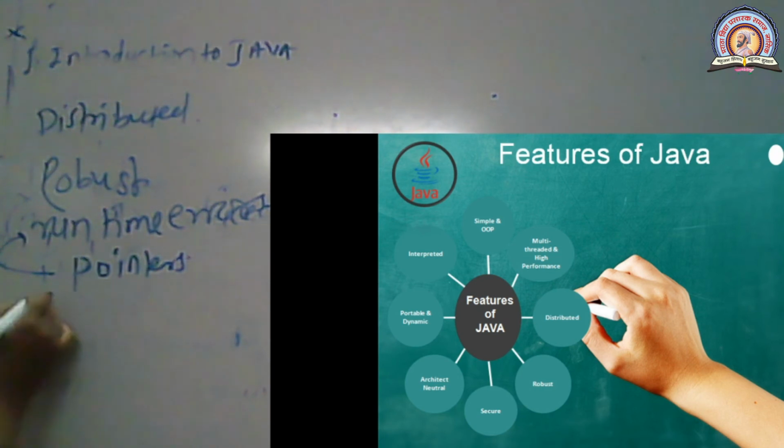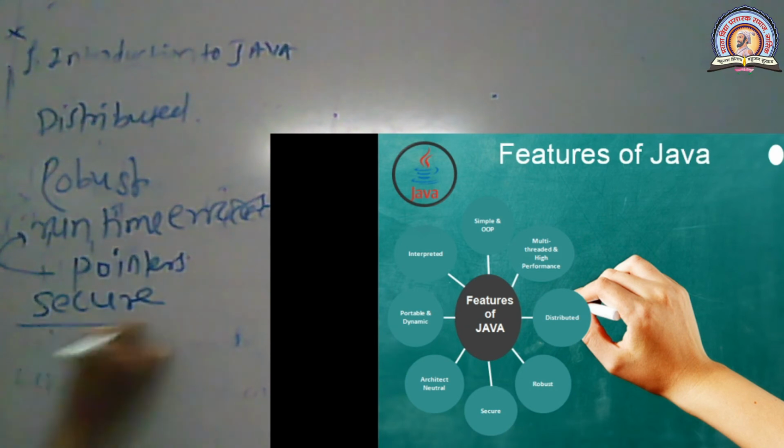Then the next one is secure. See here, whenever any program or any data is to be accessed via the network, security is the main issue. Java supports security by implementing various network protocols. So that's why it is a secure one.